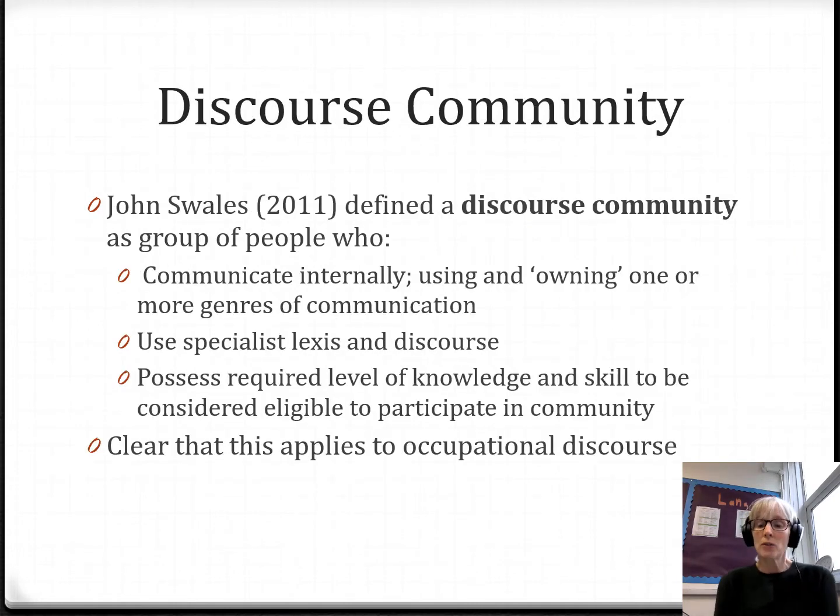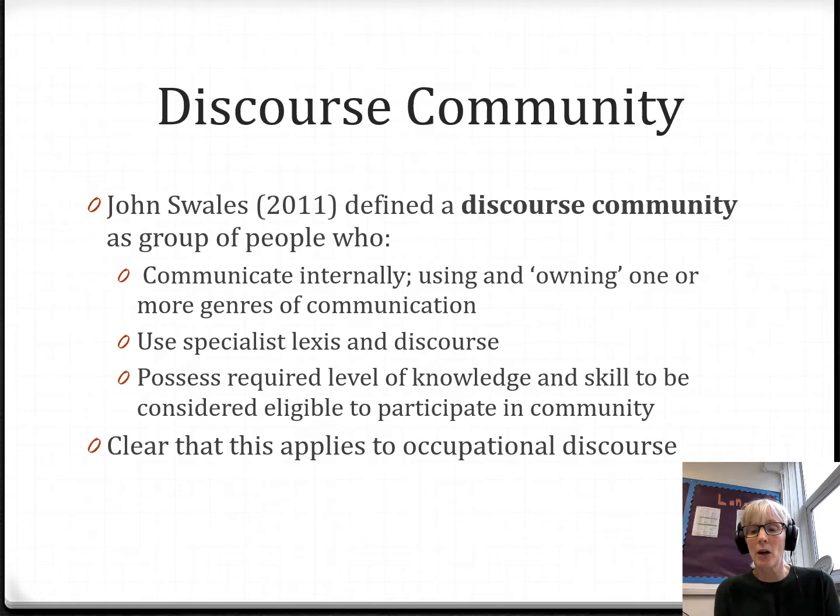Okay, so just to remind you of the concept of a discourse community, and there's a definition here from John Swales. A discourse community is a group of people who do all three of these things. They communicate internally, that is, amongst themselves, and they use and own one or more genres of communication.